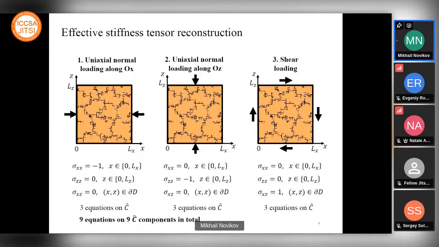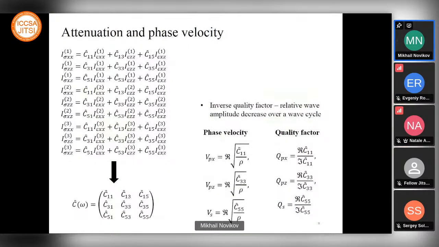It's two uniaxial normal loading tests along two axes, the first two tests, and the third one is a shear loading test. For each experiment, the boundary conditions for the stresses on the boundaries are presented, and from each test we obtain three equations with unknown viscoelastic stiffness tensor components. In total we obtain nine equations for nine unknown components, shown on this slide. And finally, knowing the stiffness tensor, we can say that we have reconstructed the equivalent viscoelastic medium.